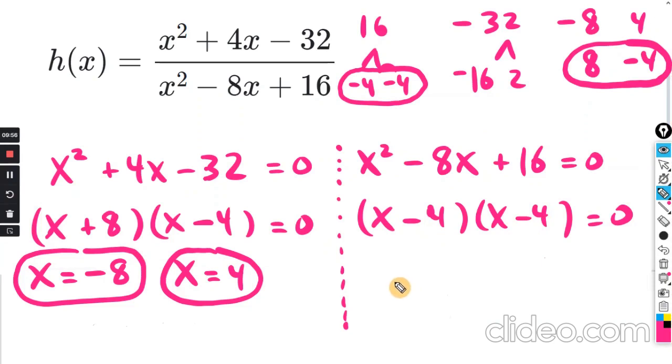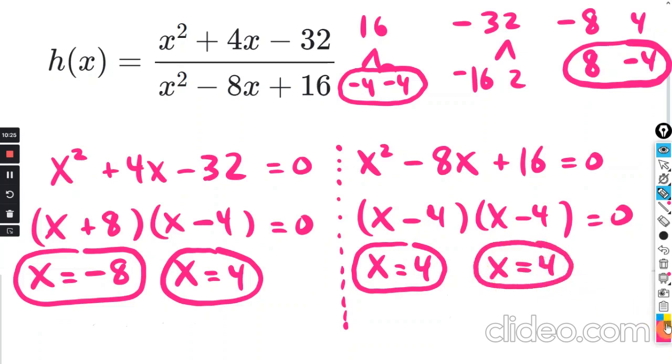Now this part, I actually fell into the trap here. You actually have to set both of these equal to 0. I know it's the same thing, but if you did x minus 4 equals 0, you would get x equals 4. And of course, if you took the other one and did x minus 4 equals 0, you would again get x equals 4.